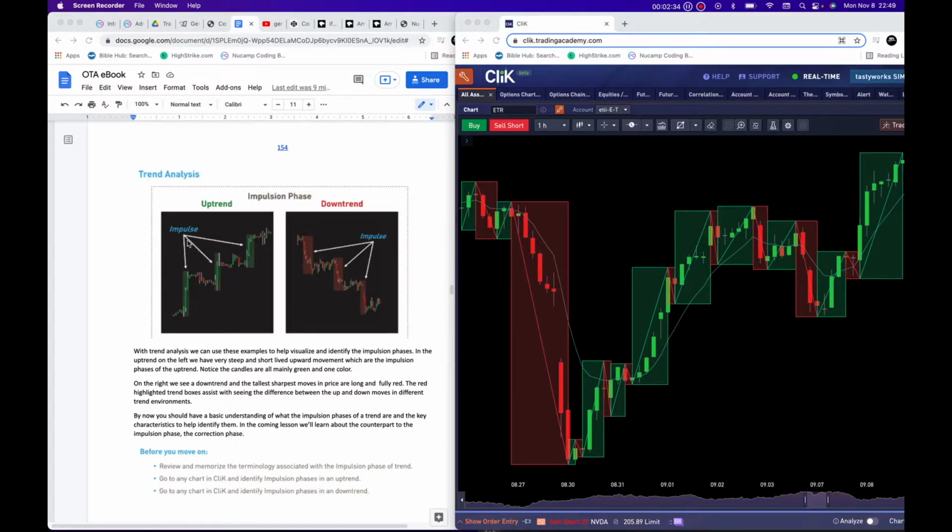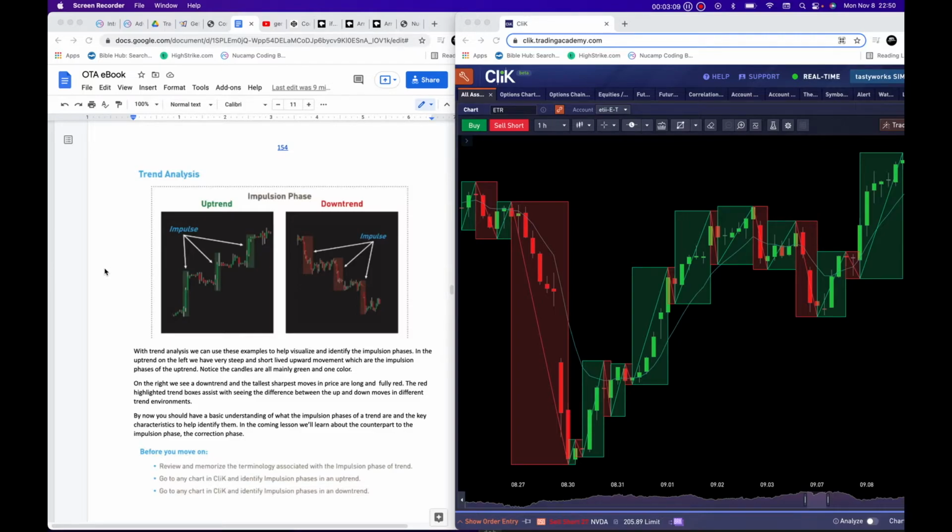In the uptrend on the left, right over here, we have a very steep and short-lived upward movement, which are the impulsion phases of the uptrend. Notice the candles are all mainly green and one color. On the right, we see a downtrend, and the tallest, sharpest moves in price are long and fully red. The red highlighted trend boxes assist with seeing the difference between the up and down moves in different trend environments.